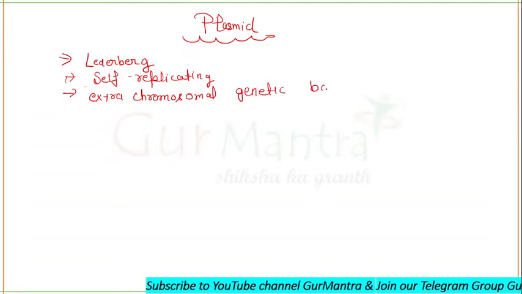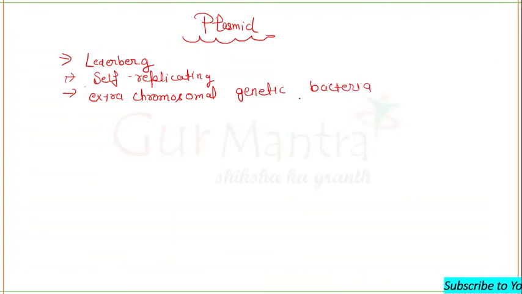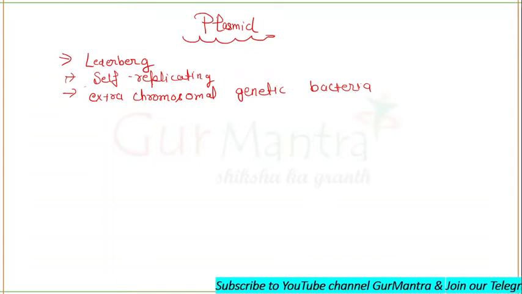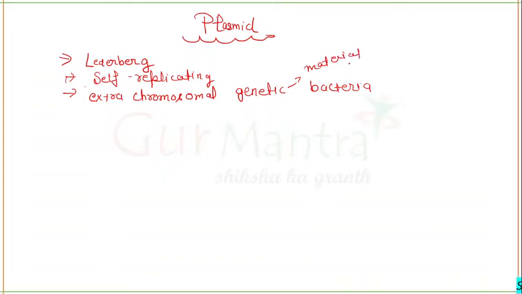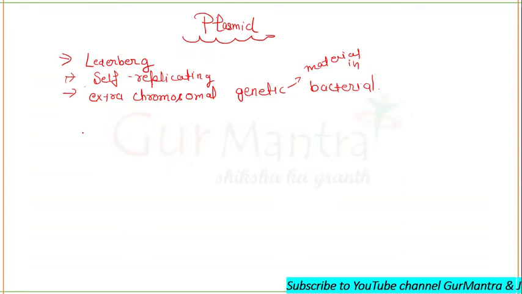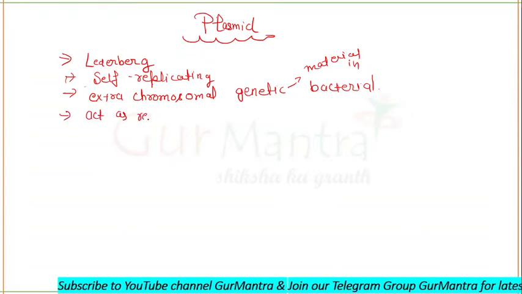Other than the main chromosome, this is a segment which is present and it is also genetic material. So, extra chromosomal genetic material in bacteria. Okay, fine. Is it a replicon? It acts as a replicon, so it can act as a replicon.